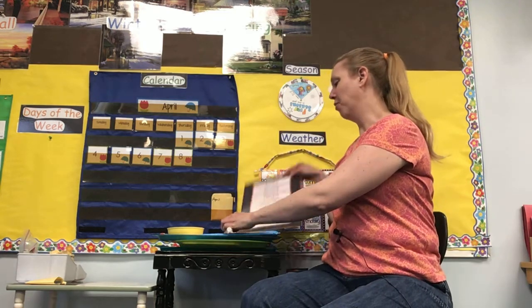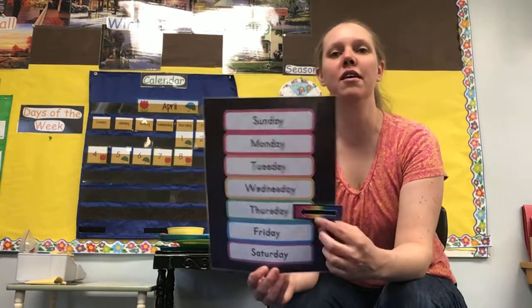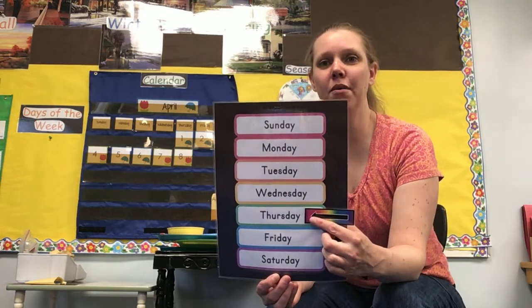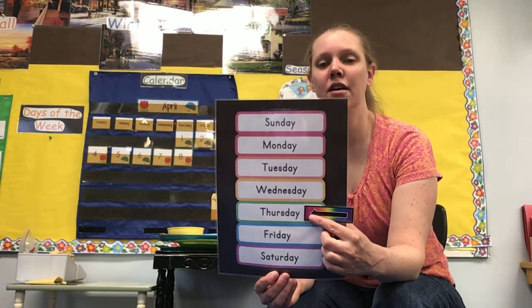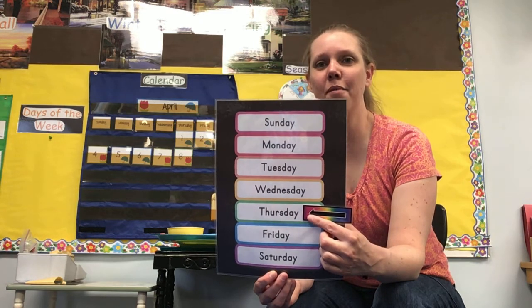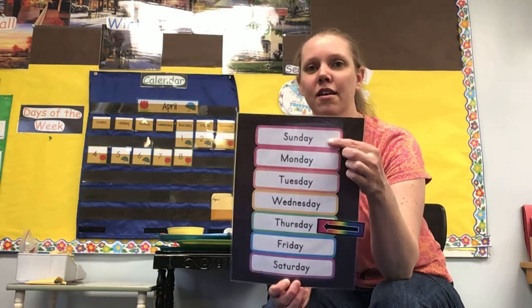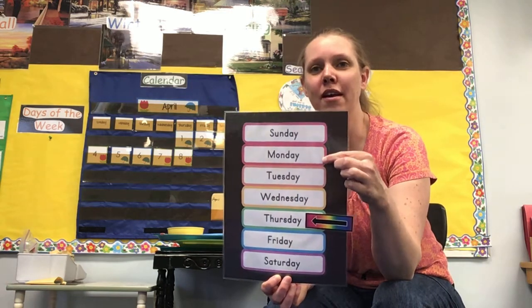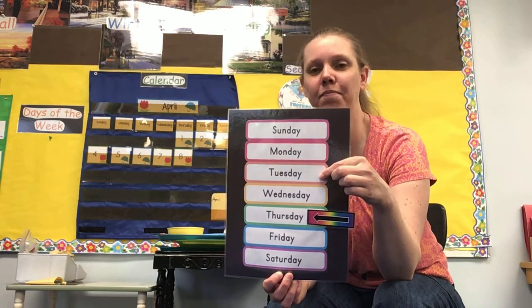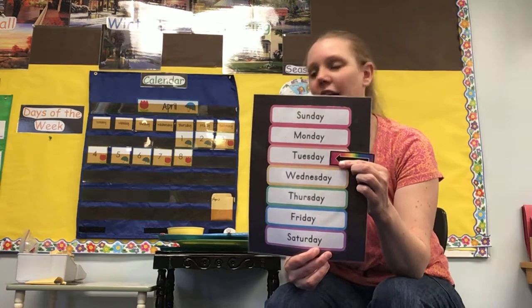Let's figure out what the day of the week is. The last day of school we had was Thursday, yep, and then we have Friday, Saturday, Sunday, Monday. So today is Tuesday, yes. So let's move that rainbow arrow up to Tuesday.